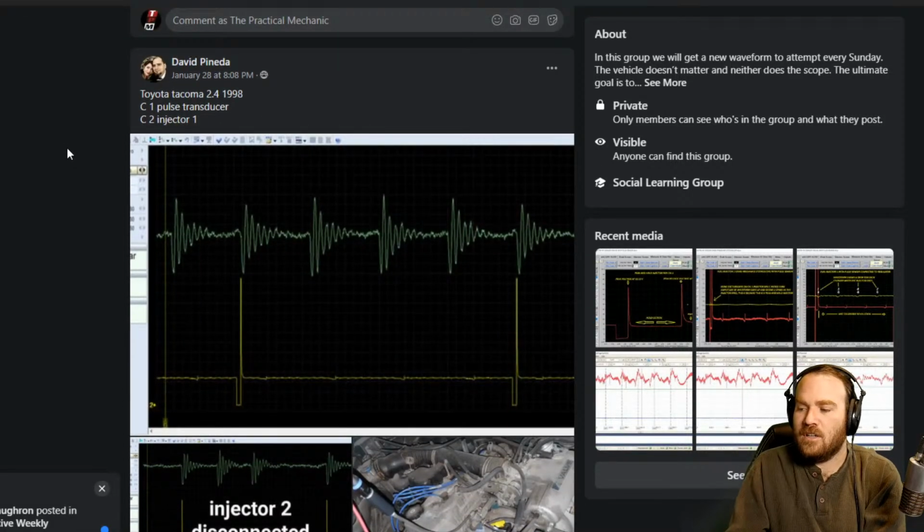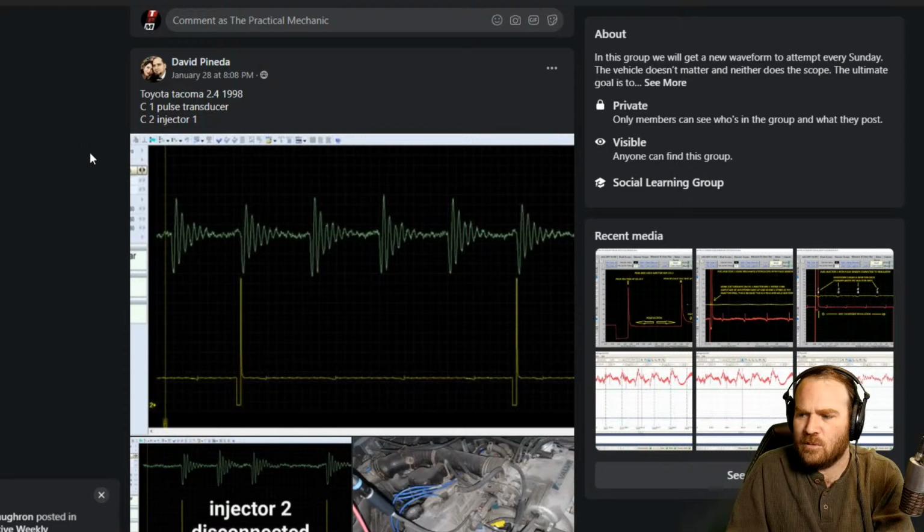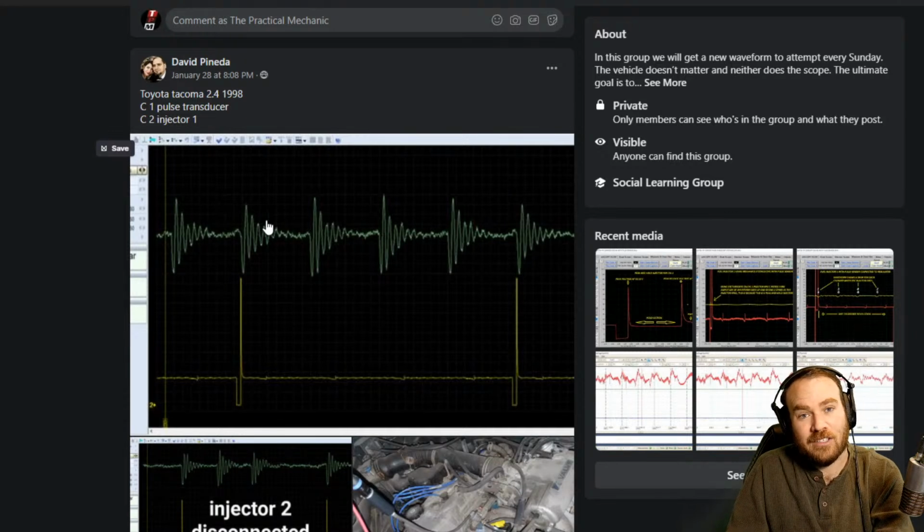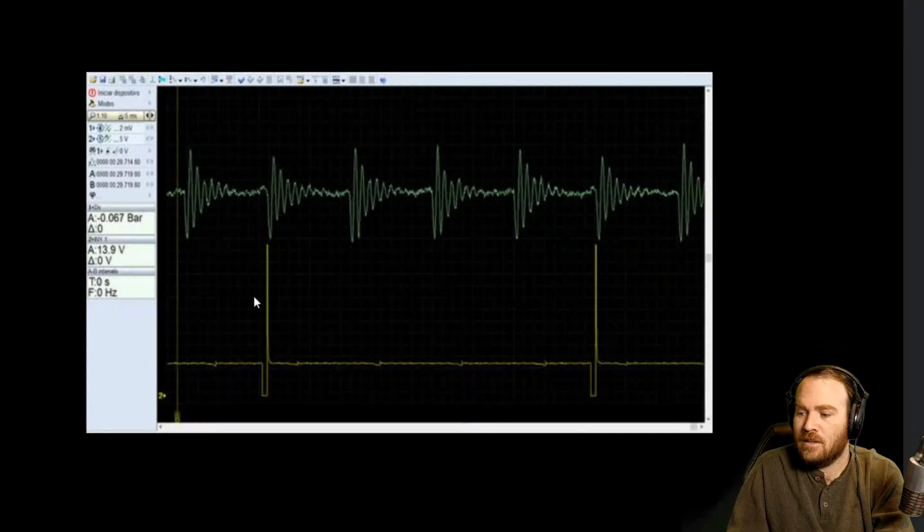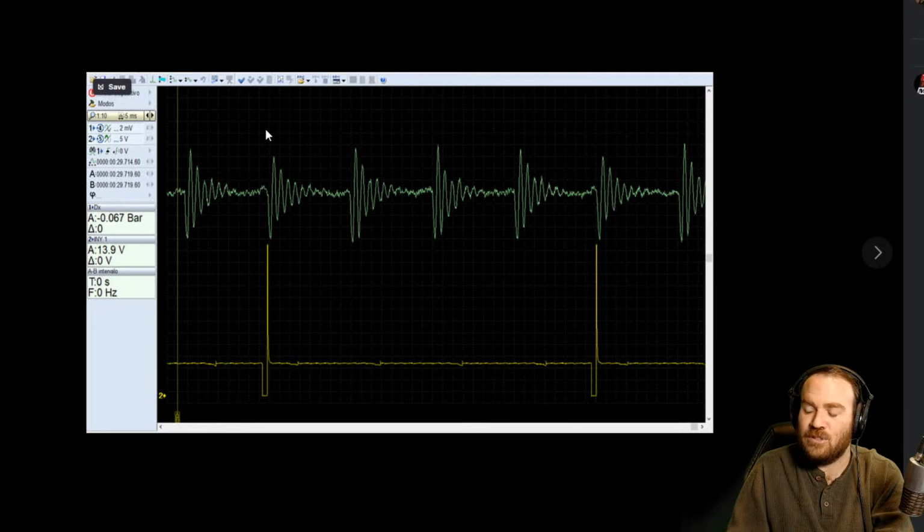Now, David shared one that showed up quite well. This was on a Toyota Tacoma with a 2.4, so an inline 4-cylinder. It does have a fuel pressure regulator, so he could connect to that one easily. And on this one, we're seeing lots of oscillations in the rail. But we can see we have a trigger here, and we have 4 distinct injector firing events. So this one here, I would look at and say, okay, I can trust that one.